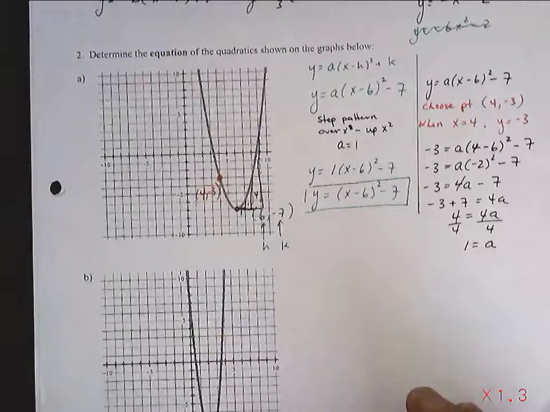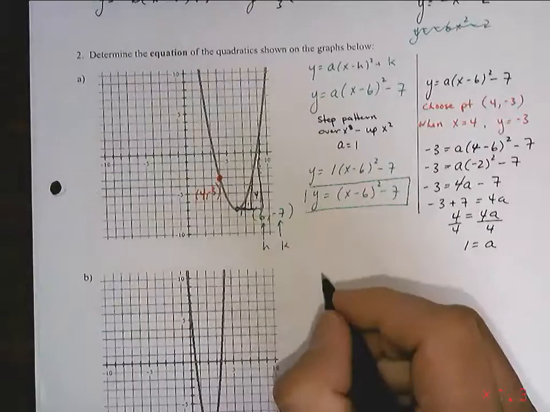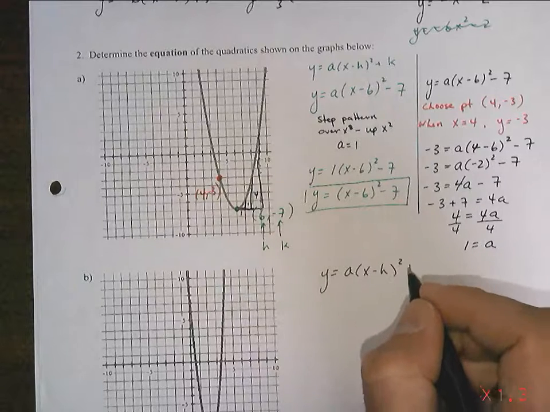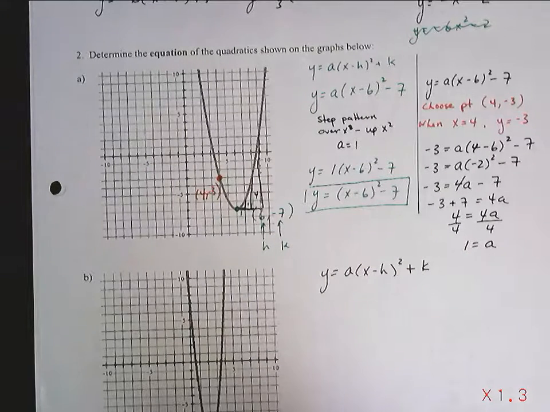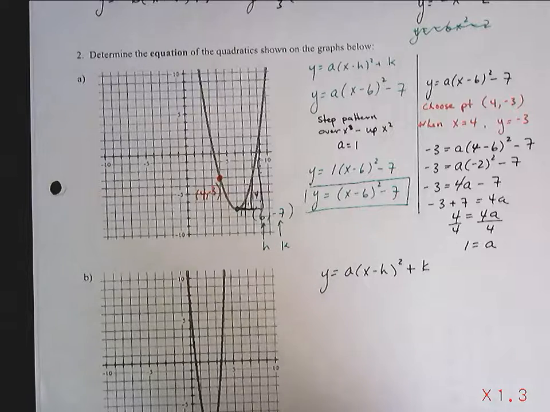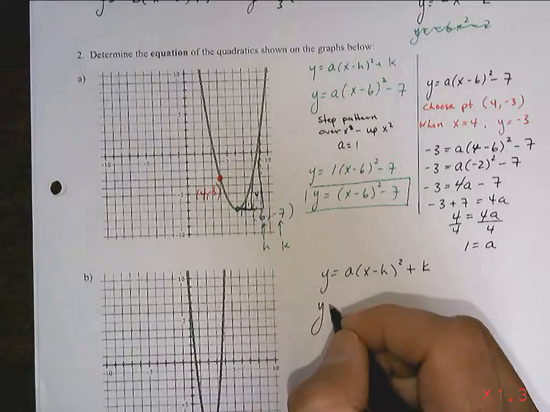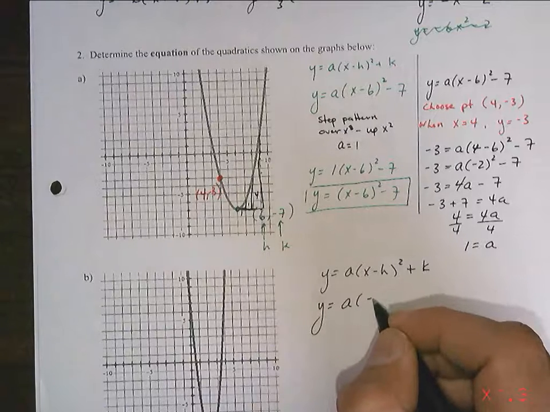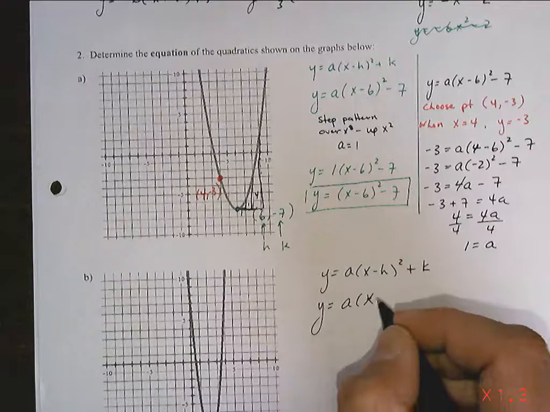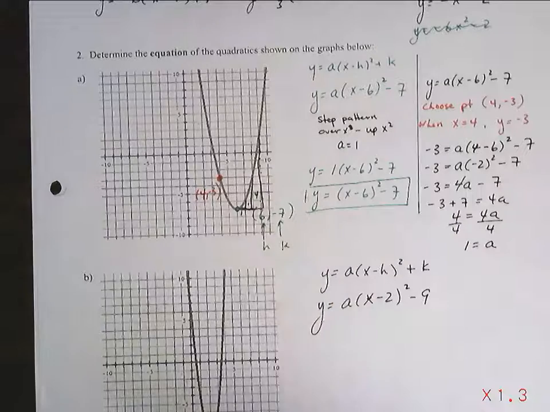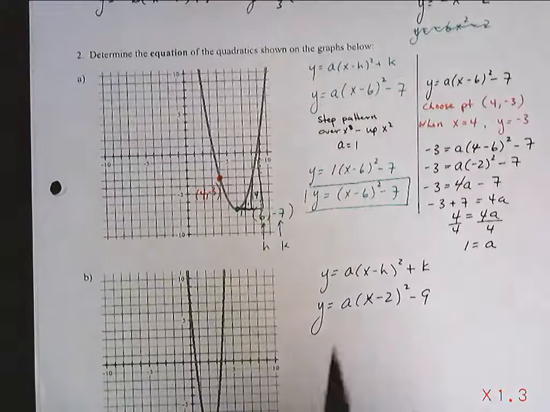Last example. Again, it's a game of figuring out the values of h and k. Let's look at my vertex. It's going to be 2, negative 9. That's my h, that's my k. So y equals a(x minus 2) squared minus 9. It's x to the right, so it's minus 2 squared, don't forget that squared. I don't know my a value yet.